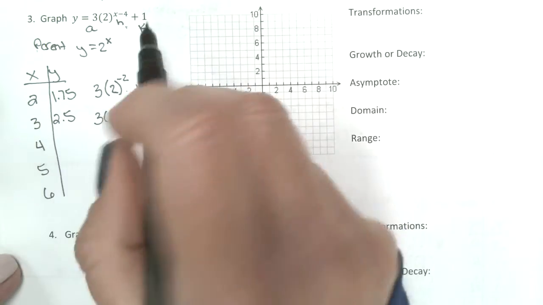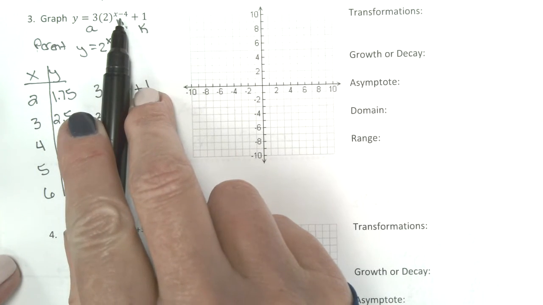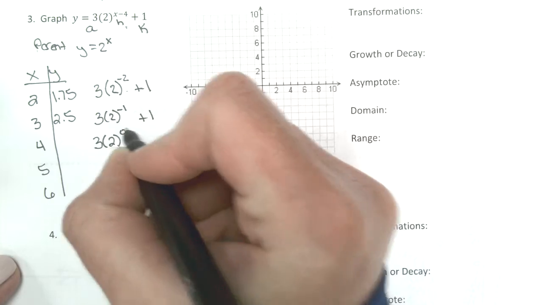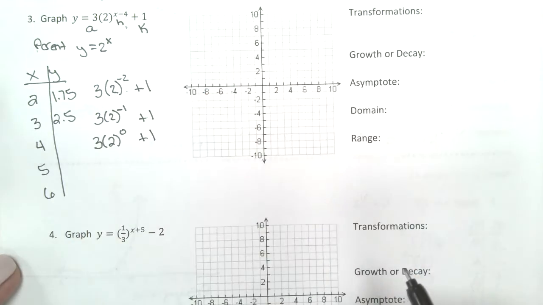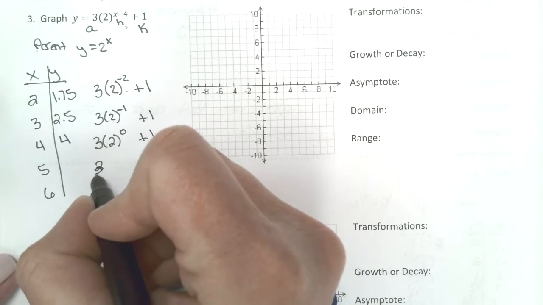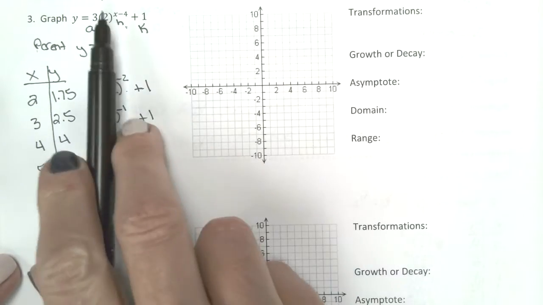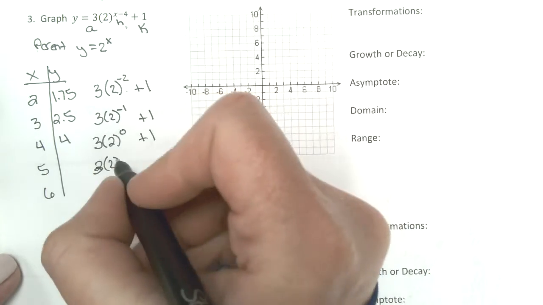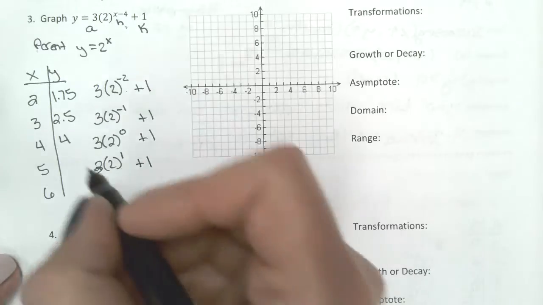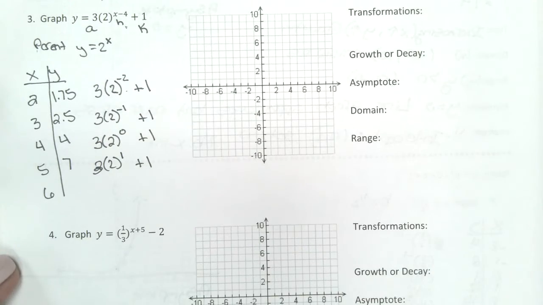You plug 4 in, so 4 minus 4 is 0. So that means you're going 3 times 2 to the 0 power plus 1. You should get a 4 there. When x is 5, you have 3 times 2. So 5 minus 4 is 1. Now my exponent is 1. Your calculator should tell you 7.